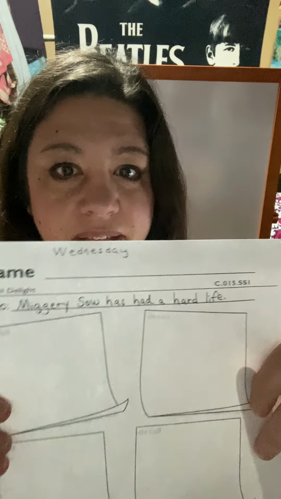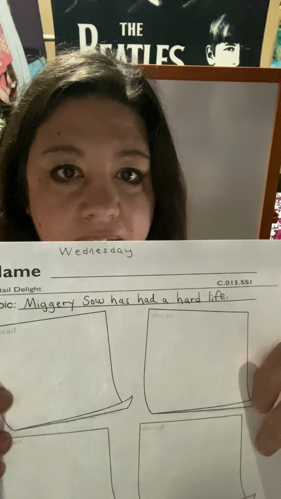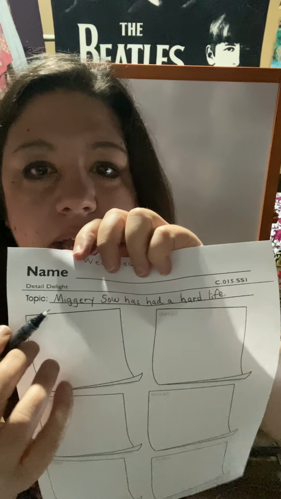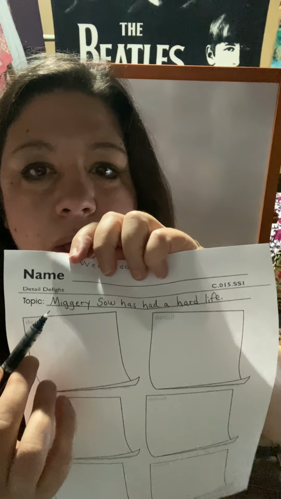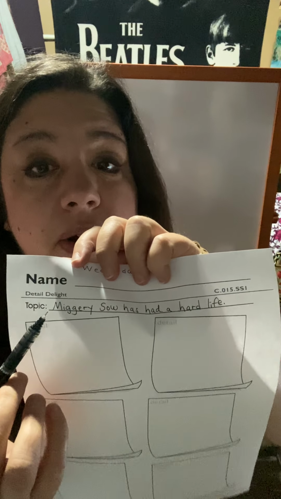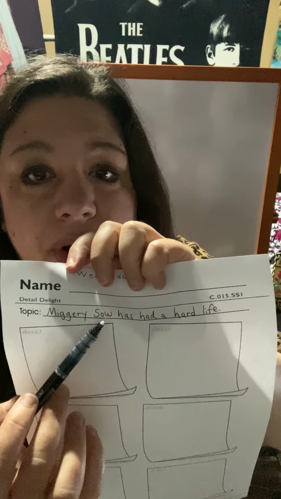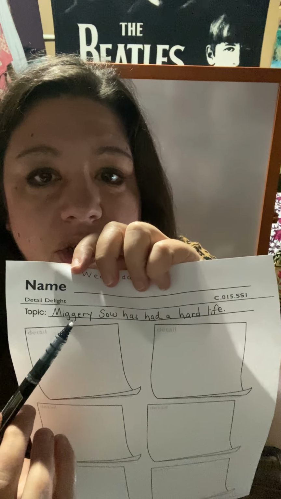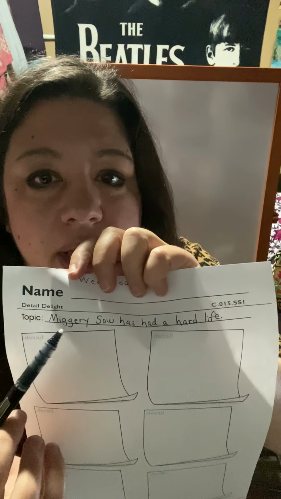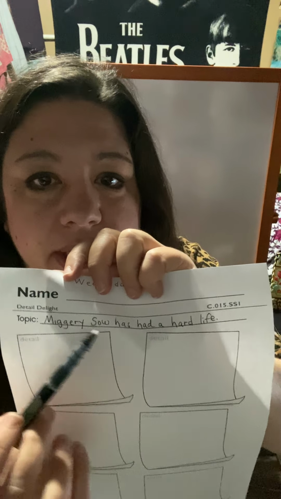There it is. Miggery Sow has had a hard life. Notice I capitalized the words Miggery and Sow. Miggery because it's the first letter in the sentence, but also because it's a proper noun. It's not just she, it's not just the girl, it is her proper name, Miggery Sow, so it needs to be capitalized.